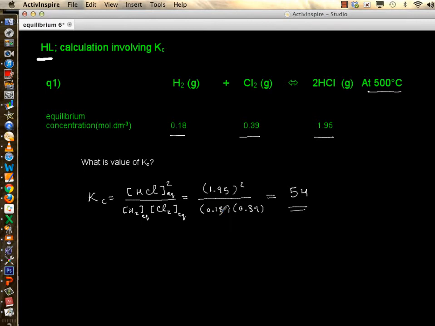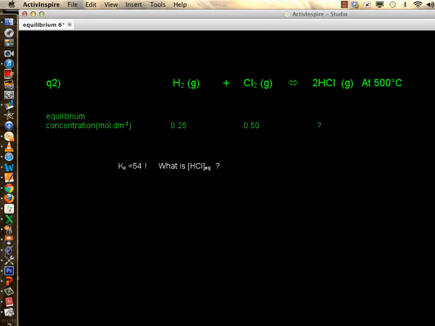Now let's look at another related question, question number 2. Same reaction, hydrogen and chlorine, same temperature, and this time they give you the concentration of hydrogen and chlorine at equilibrium, and the concentration of hydrogen chloride is the challenge. What's the question mark? Then I wrote here Kc is 54. Where does it come from? Since it's the same equation, same temperature, we just solved it on the previous slide. So 54 is the value of Kc.